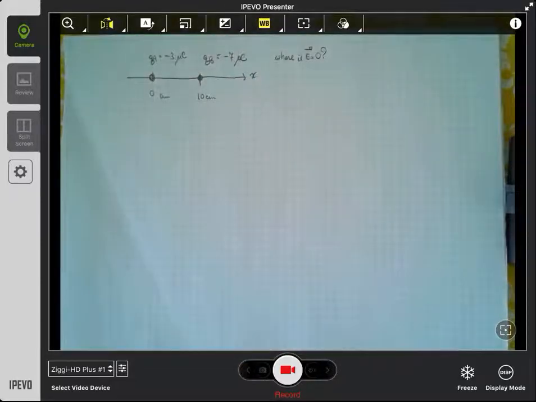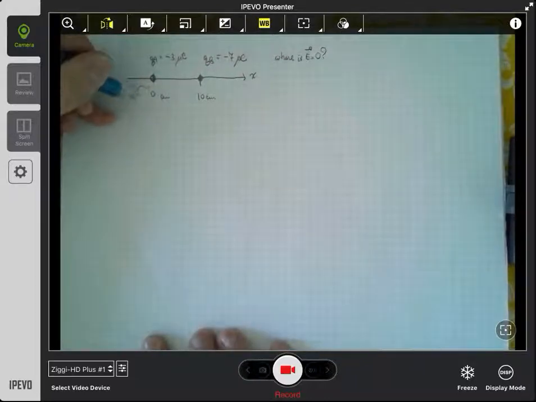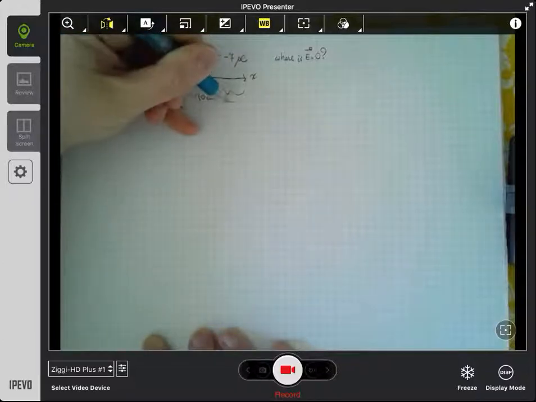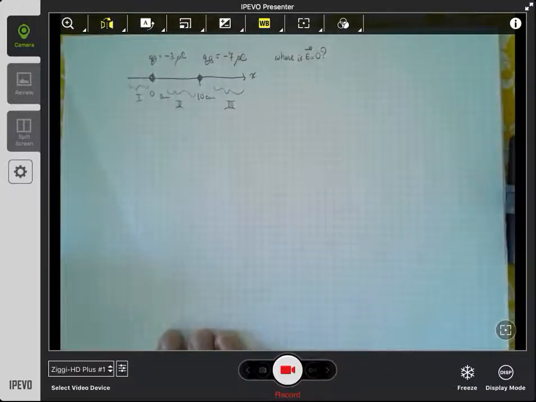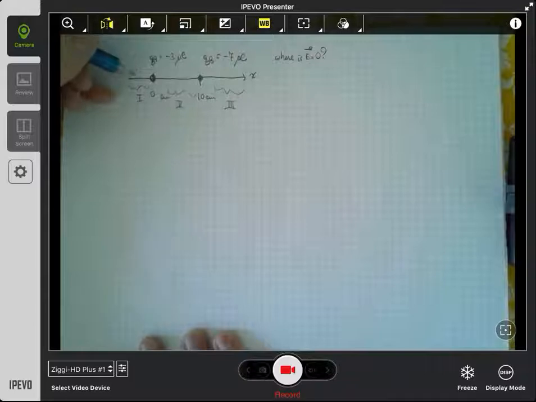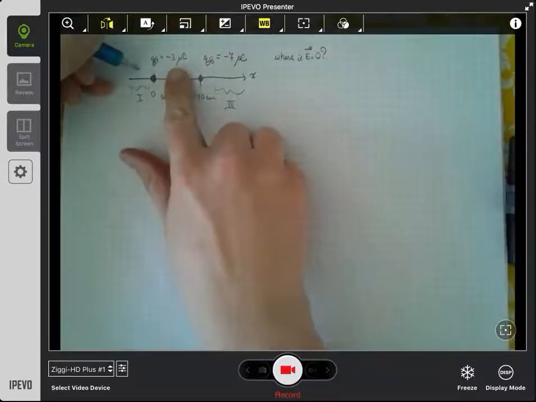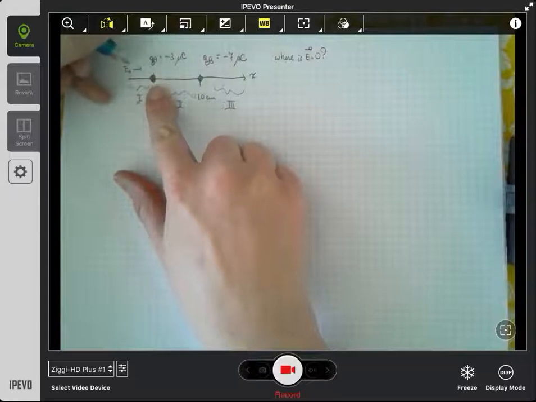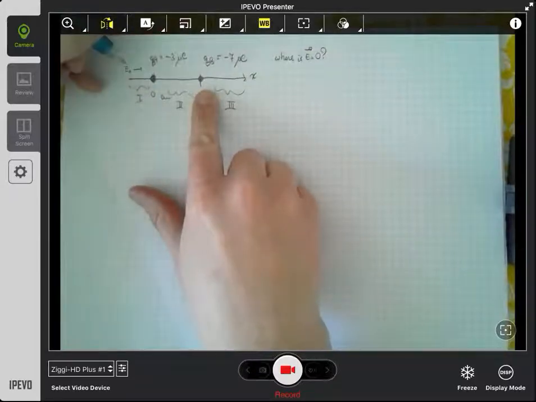All right, so for this kind of problem, the first question is, what does the field actually look like everywhere? Well, there are three regions: region 1, region 2, and region 3, basically on either side of the charges. We want to think about both charges one at a time. The electric field due to A: A is negative, so it points towards A, to the right. E due to B is also negative, points towards B, also to the right.